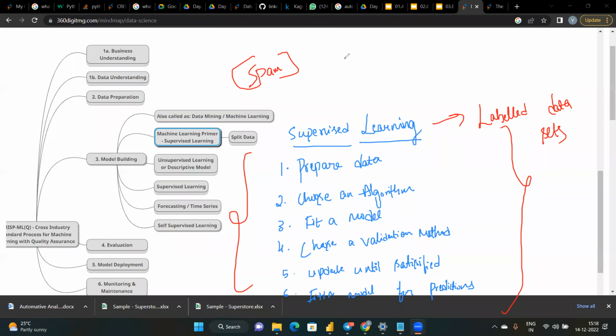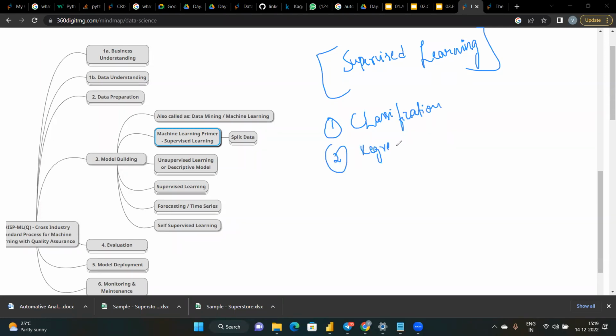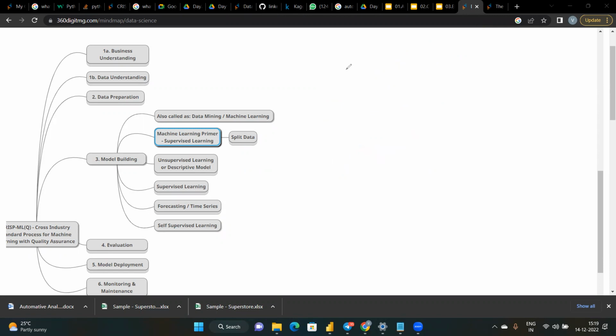Supervised learning, guys, has two problems in data mining: we have classification, and the next one is regression. So, guys, what is this classification? Classification and regression, guys. As I said, supervised learning has different types. The two problems in data mining are classification and regression. So guys, classification: what is meant by classification?